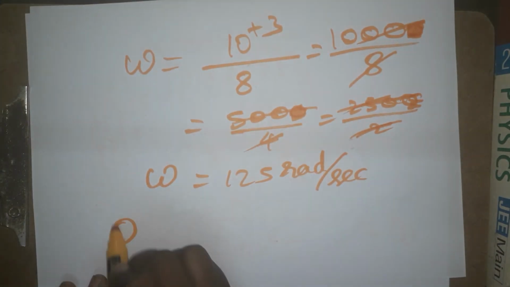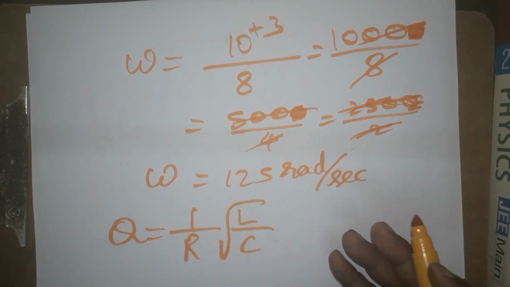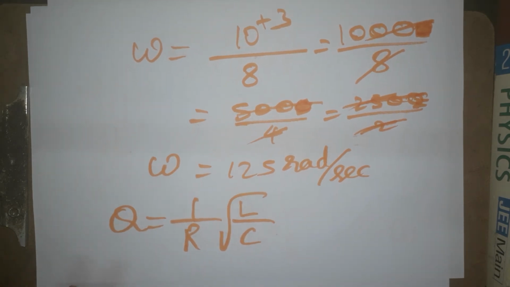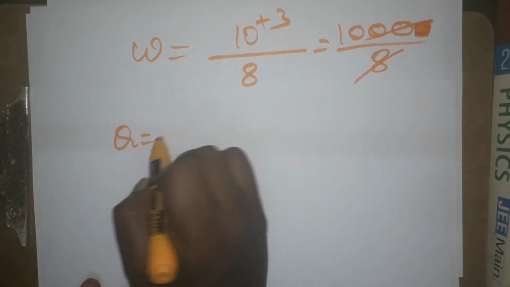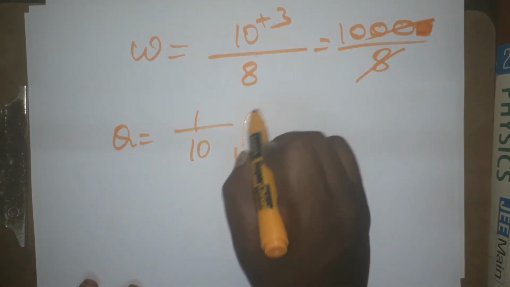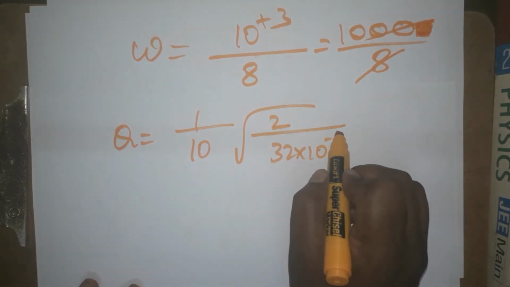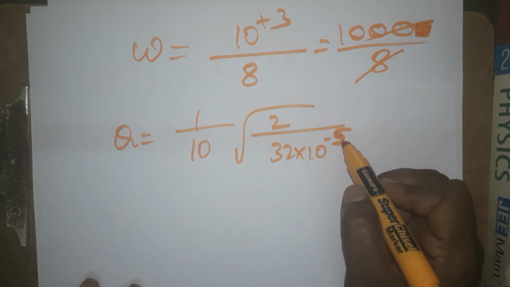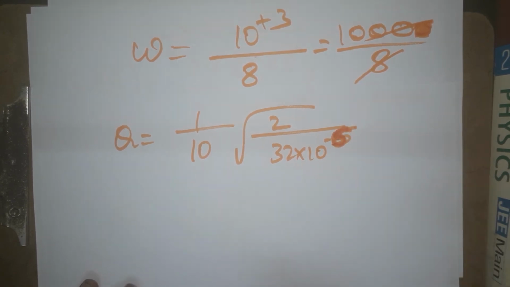Now the Q factor is equal to 1 divided by R into root of L by C, which is a very easy calculation. Now I know all three values. First we found the angular velocity at resonance condition, and now we are finding the Q factor. R value is 10, L value is 2, and C value is 32 into 10 power minus 6, because it's microfarad.